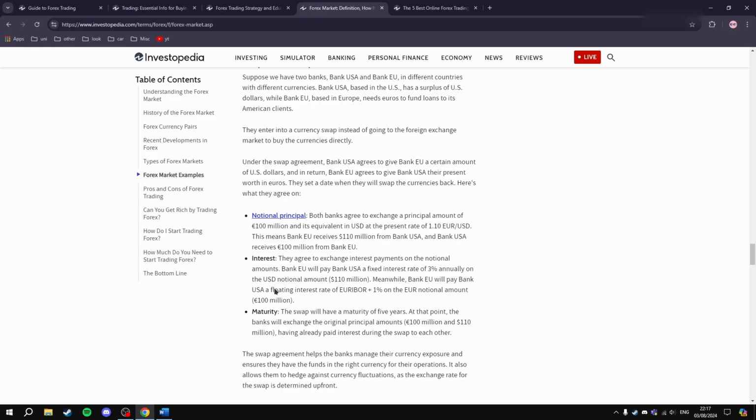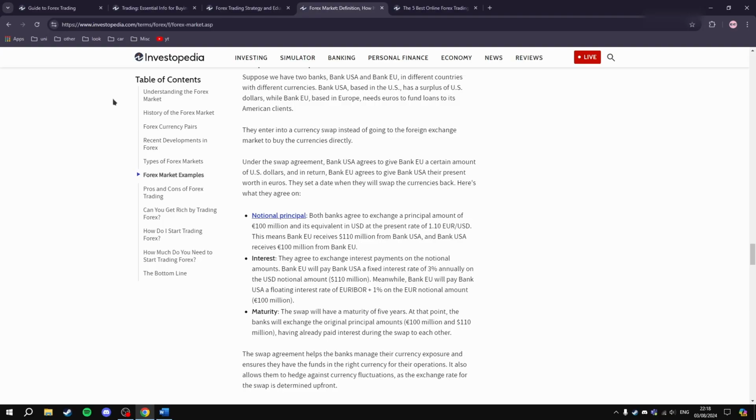Interest. They agree to exchange interest payments on the notional amounts. Bank EU will pay Bank USA a fixed interest rate of 3% annually on the USD notional amount, so 110 million USD. Meanwhile, Bank EU will pay Bank USA a floating interest rate of EURIBOR plus 1% on the euro notional amount, so 100 million euros.